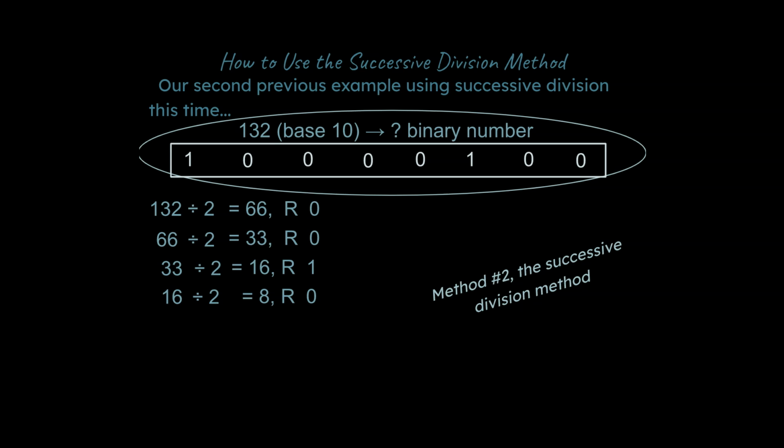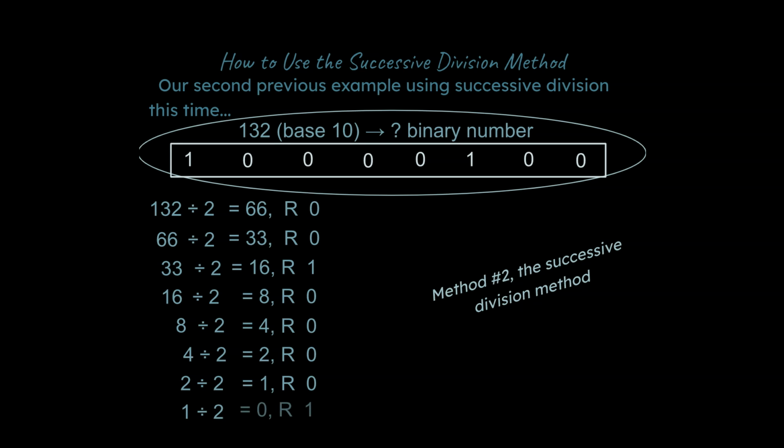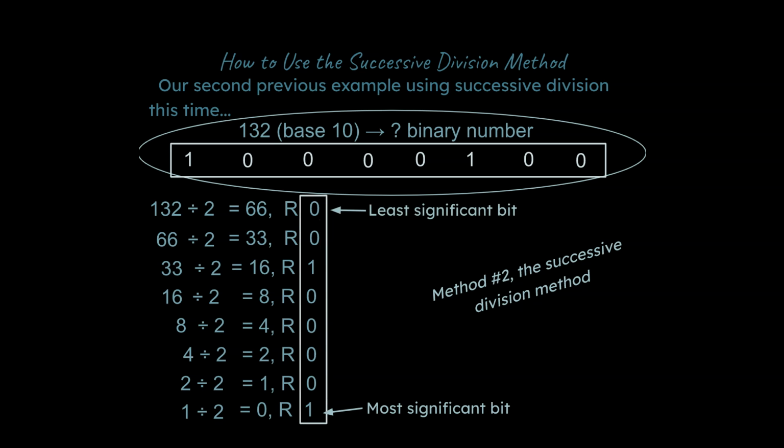That's going to be 8 with a remainder of 0. 8 divided by 2, that's even easier. That's going to be 4, remainder of 0, and so on. You keep going down here. This last step, that's going to be 0 with a remainder of 1. So you take a look at this. This is going to be your most significant bit down here, your least significant bit up top, and you put them in that order. So 1, 0, 0, 0, 0, 1, 0, 0, which is the same as what we got previously.